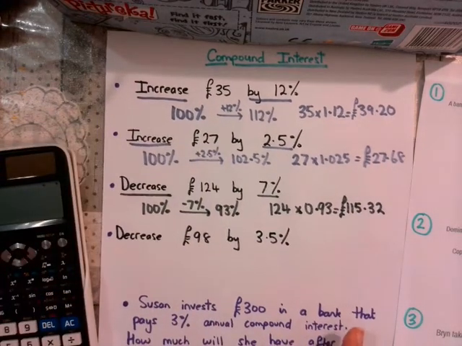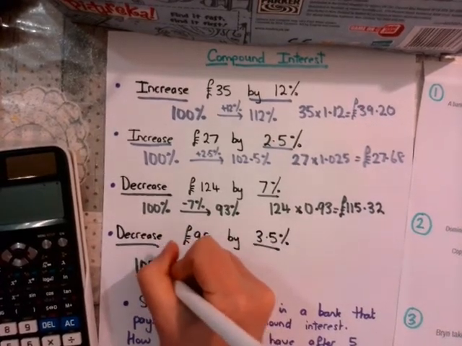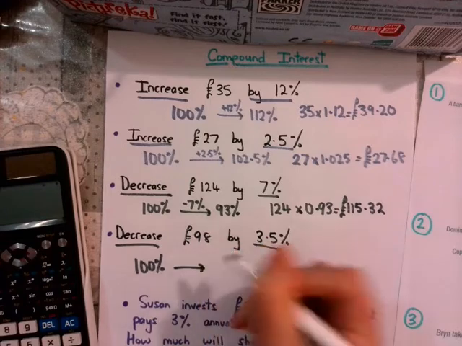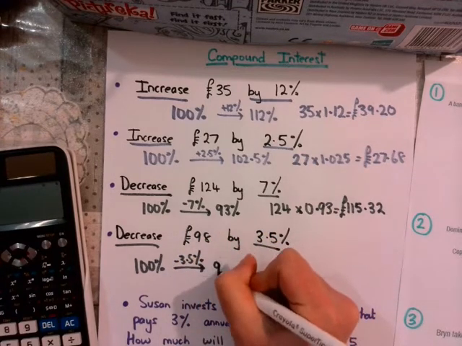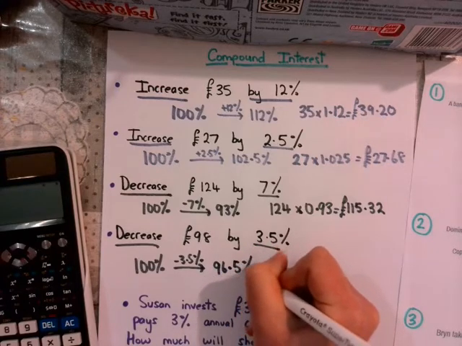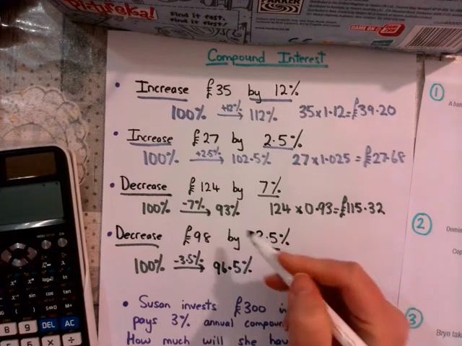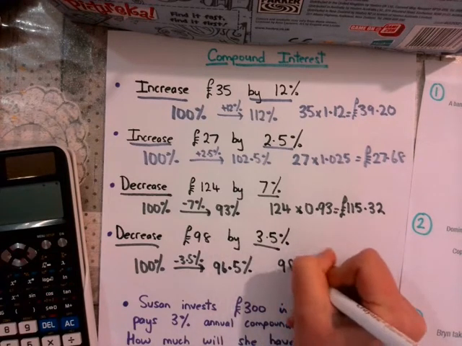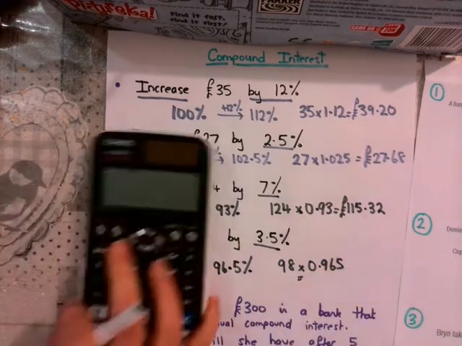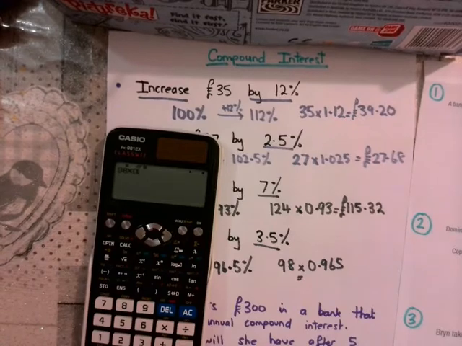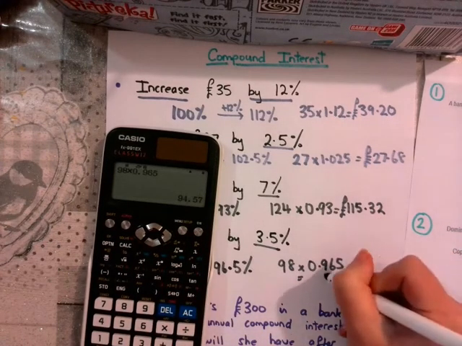And the final one, so again, another decrease, 3.5% this time. So again, start on 100, but this time I'm going to take off 3.5%. So that's going to leave me with 96.5%. So again, I still need to divide that by 100, which would be 0.965. So it's going to be 98 times 0.965. So that makes it 94.57.